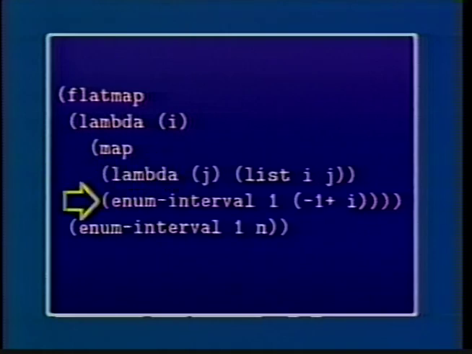for each j in the interval 1 to i minus 1, we'll generate the pair, or the list with two elements, i and j. Right, so we map along the interval, generating the pairs. And for each i, that generates a stream of pairs. And we flat map it. Now we have all the pairs i and j, such that j is less than i. So that builds that. Now we've got to test them.